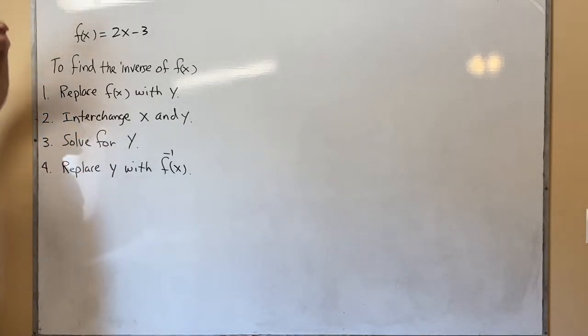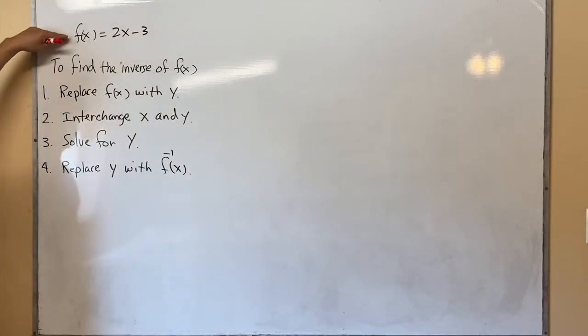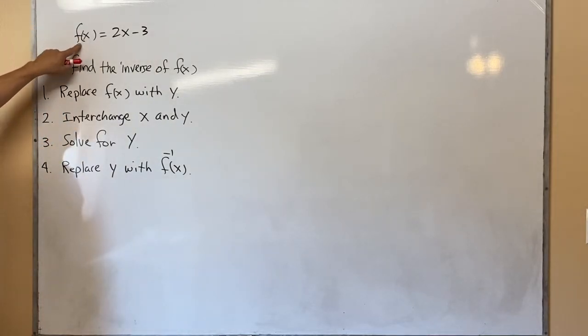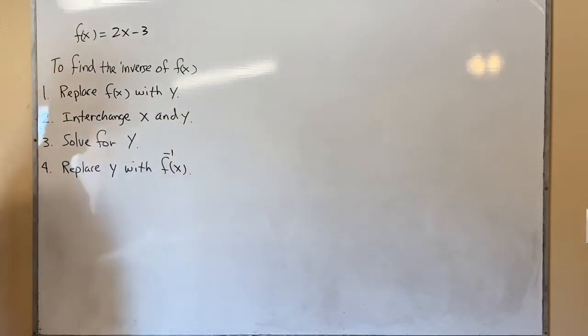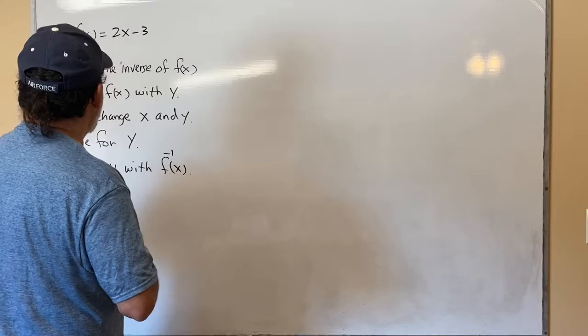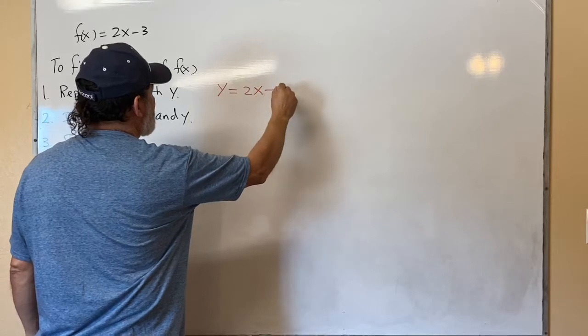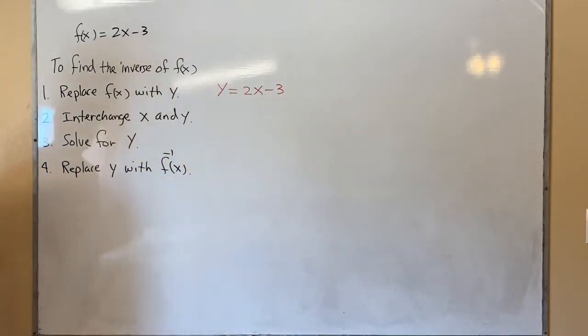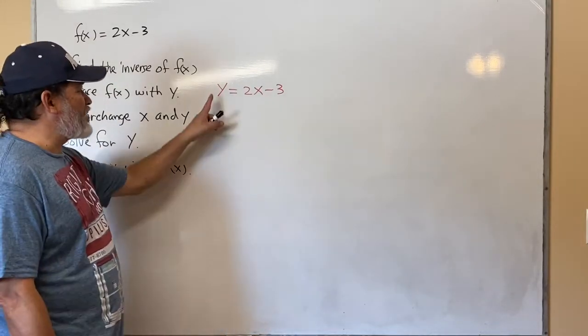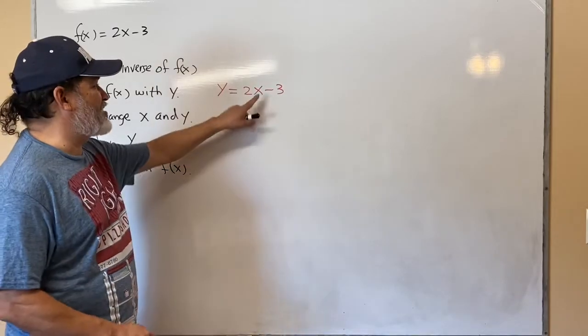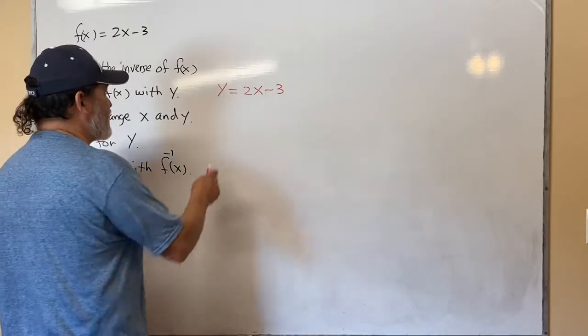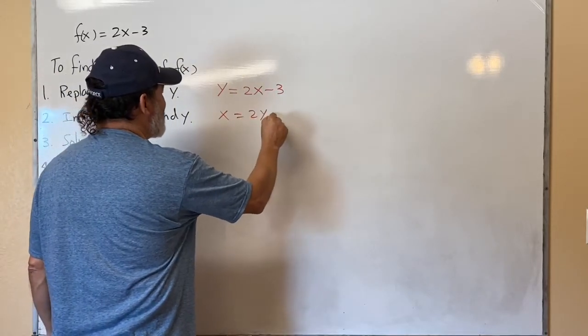Let's use it on this. Let's replace f of x with y. This f of x, make it y. So y equals 2x minus 3. That's what this says. Replace this f of x and I put y instead. 2, interchange x and y. This y becomes x and this x becomes y. x equals 2y minus 3.